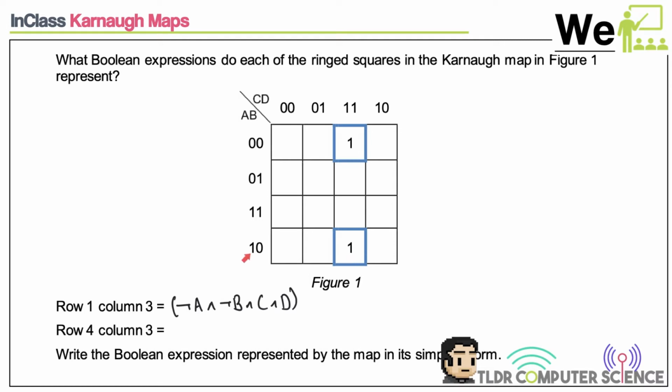similar deal, except A is 1 and B is 0. So that will be A and not B. And then we've got the C and the D. Is that going to be any different? No. So that's also going to be and C and D. And then the question was, write the Boolean expression represented by the map in its simplest form.